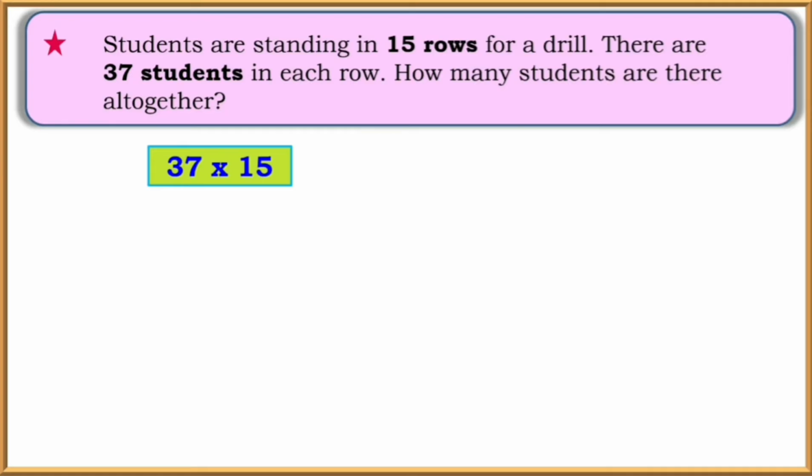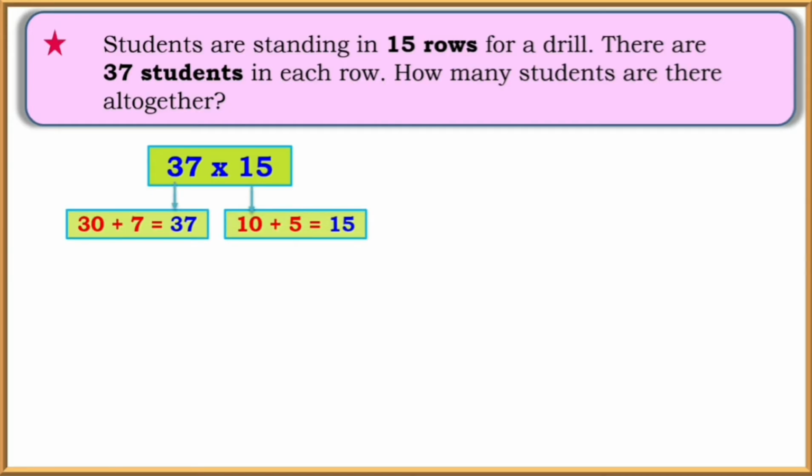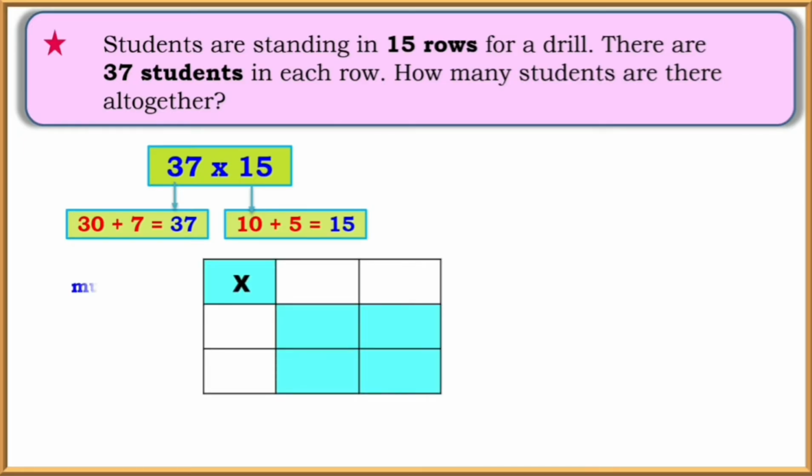Let us find out the product using the lattice method. For that, here we have to write the expanded form of 37 and 15. So 37 means 30 plus 7 and 15 means 10 plus 5. Now let us put the multiplicand and multiplier in the boxes. So 37 means 30 and 7, 30 plus 7. And 15 is the multiplier. So 15 means 10 plus 5.